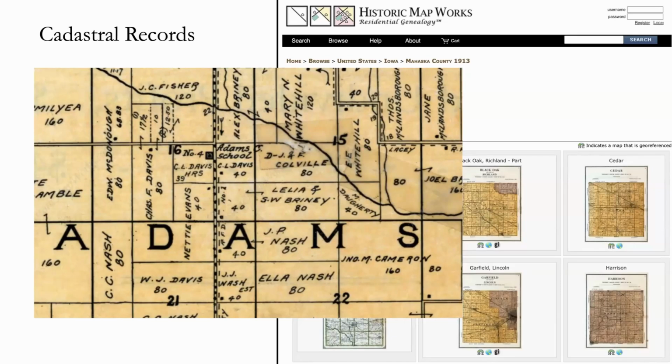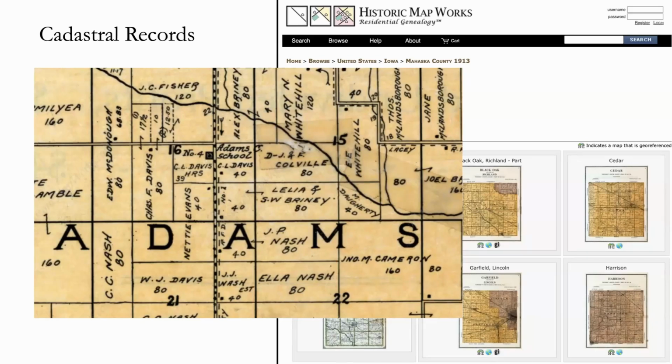So are these records available? The answer to this is yes, they're available. There's a huge collection of these records in the Library of Congress. There happens to be a collection here in Utah. There are collections all over the country. And you do a search for cadastral records. This was in Iowa, Mahaska County.